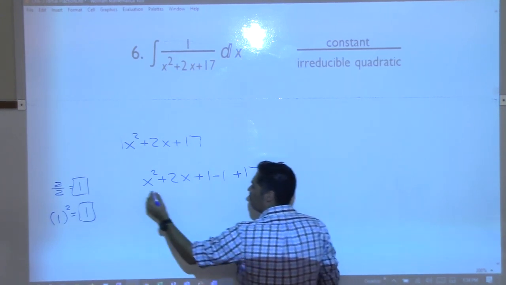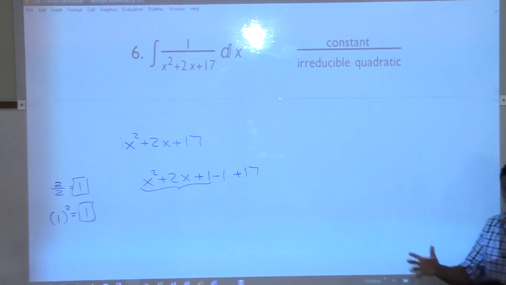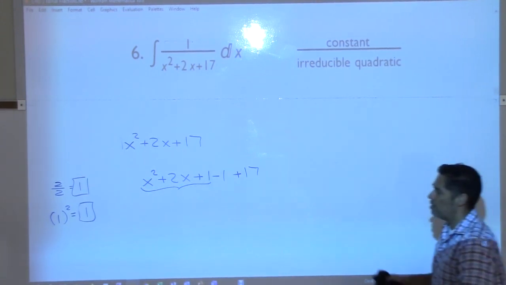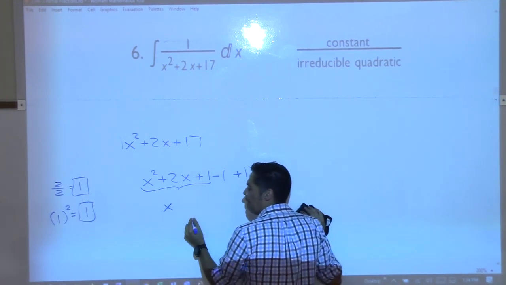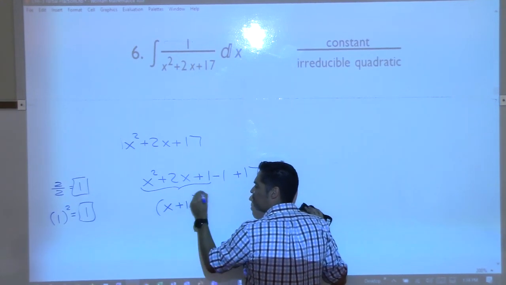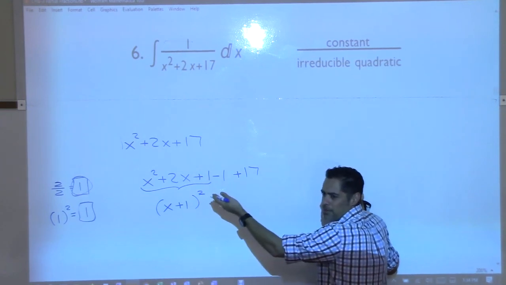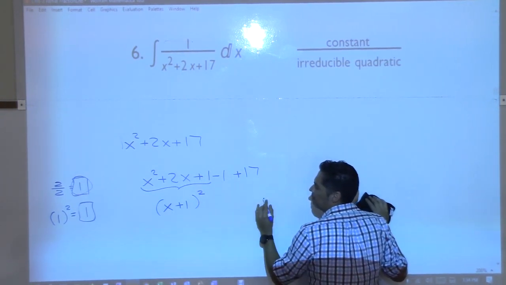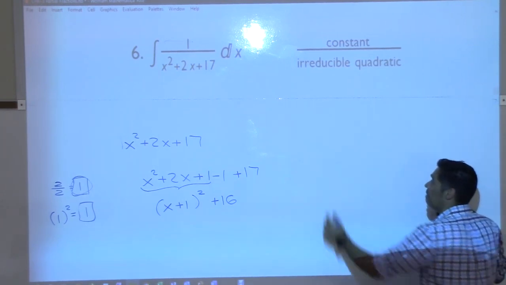Now the whole reason we do that is because these first 3 terms are guaranteed to factor, a perfect square trinomial. So this turns into x plus 1, that quantity squared. You should all be able to factor that. And then what's still out here? Plus 16. Okay, so now let's rewrite the integral.